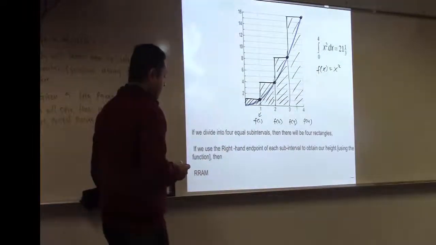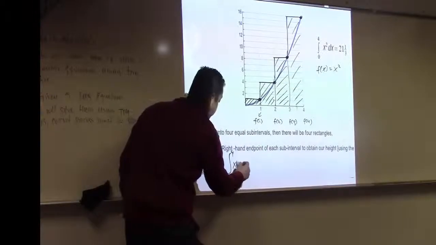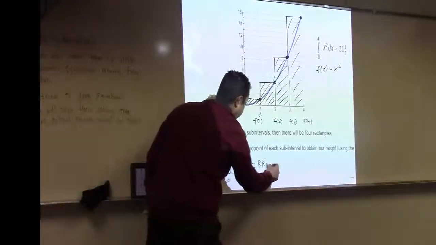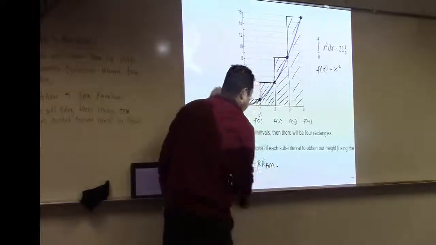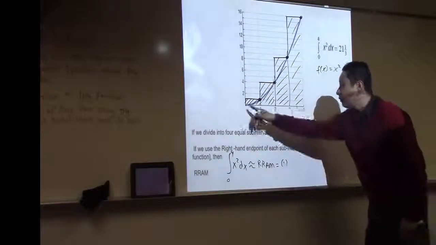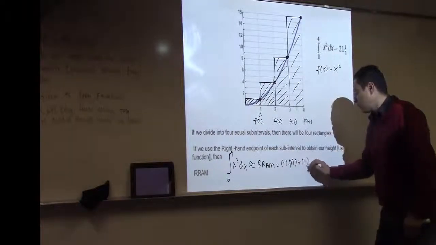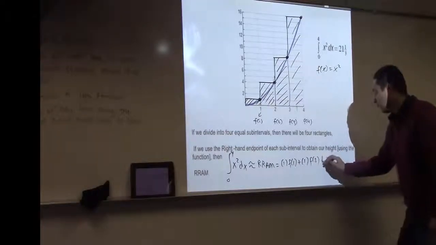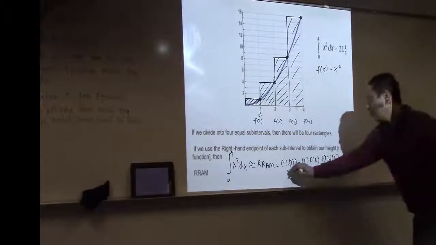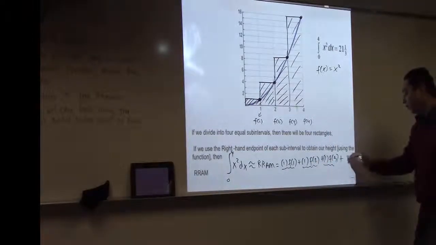Okay. All right, so the integral from 0 to 4 of x squared dx is approximately, using RRAM, equals width, so that's a 1 for the first one. The height is f of 1, plus 1 times f of 2, plus 1 times f of 3. So I have 1 rectangle, 2 rectangles, 3 rectangles. Need one more.